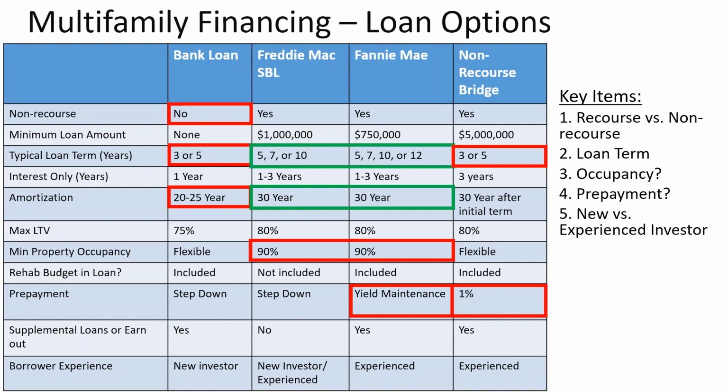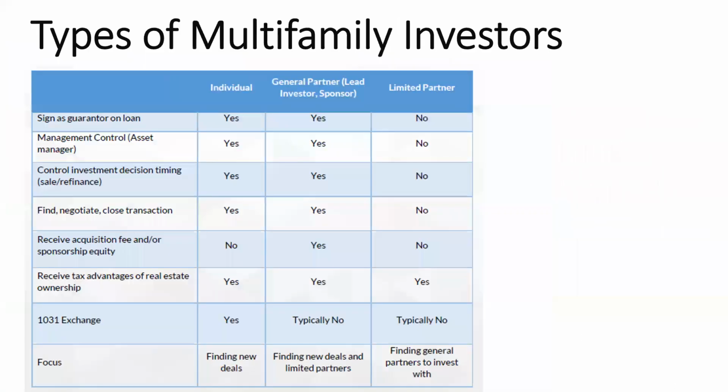So the key items: recourse versus non-recourse, almost everything except the bank loan is non-recourse. In terms of loan term, most people are trying to get out to at least 5 years on their loan term. So you really have to go to Freddie Mac or Fannie Mae to get that. Occupancy: Fannie and Freddie need that 90%. And then the new versus the experienced, the new investors are going to be on the bank loan, Freddie Mac small balance loan, versus the experienced guys will be Fannie and non-recourse bridge.